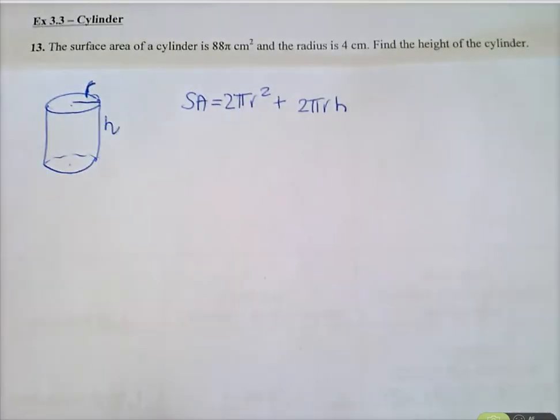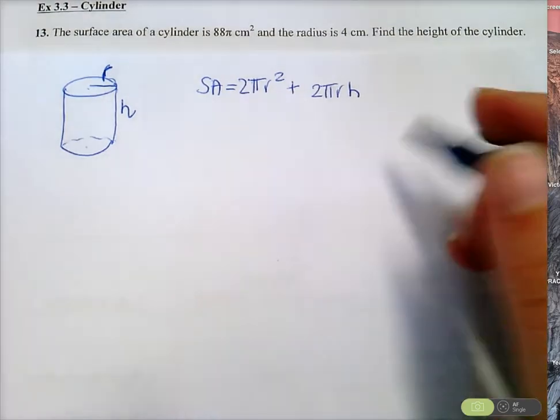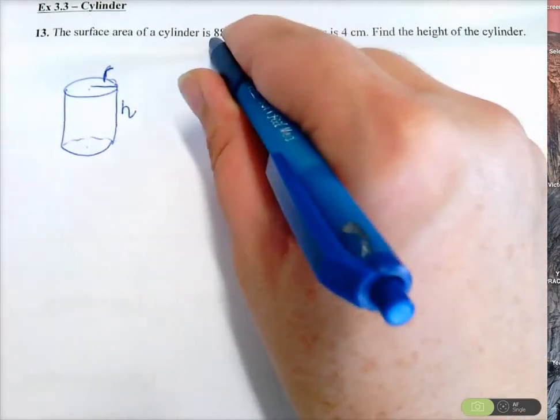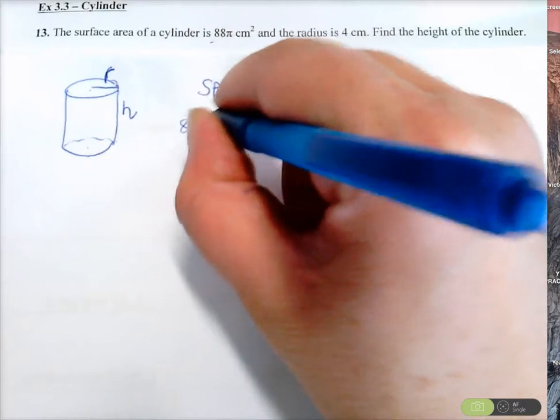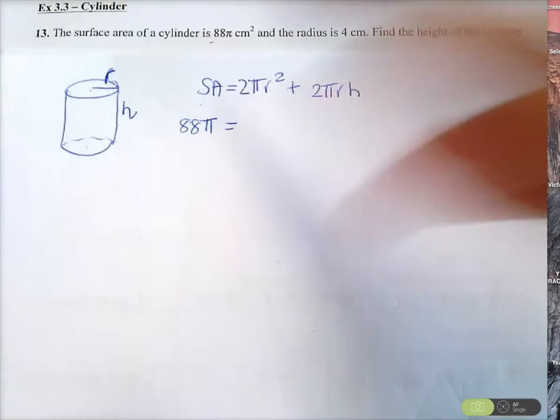Now you substitute everything you know. Do you know the surface area? And the radius. You have to substitute in what the surface area and the radius is. Okay, to do this, we know that the surface area is 88 pi. We know that the radius is 4.